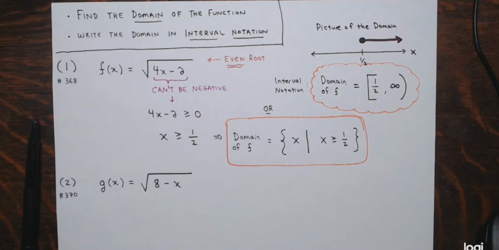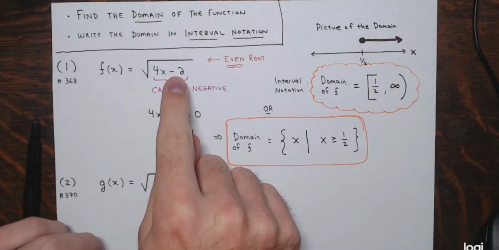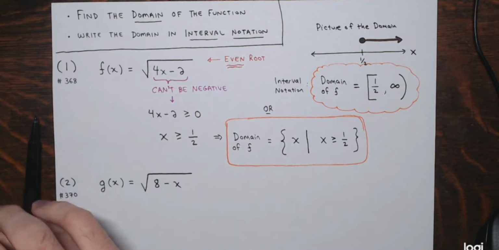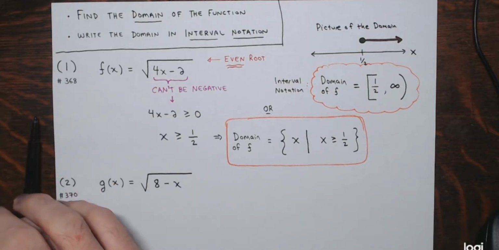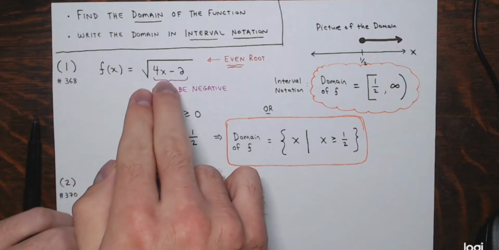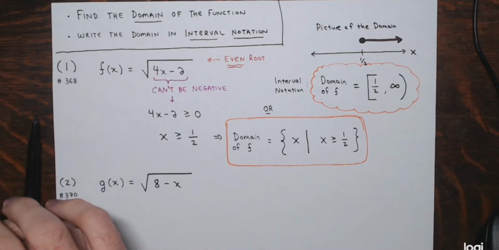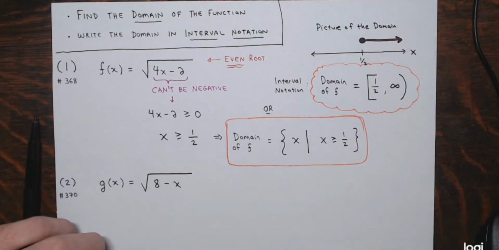All right. So now what I want to do is show you a picture of the graph of this function on a graphing calculator. In a later video we'll draw some of these graphs by hand, but for right now I just want to show you a picture of the graph of this function on a graphing calculator. And you'll see that the only ordered pairs, the only points on the graph, are going to have x values of 1/2 or greater.